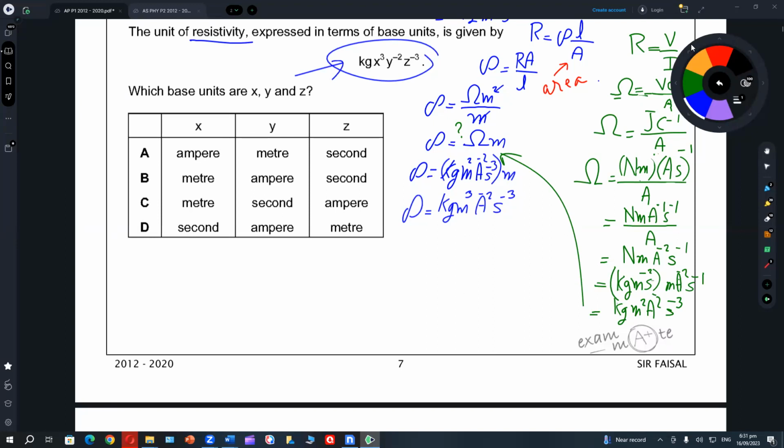It doesn't matter whatever formula you use, in any way you have to find omega. Whatever formula, V is equal to IR, R power, and so on, many formulas are there, but resistivity has one formula. Now, majority of people are saying B is the answer.